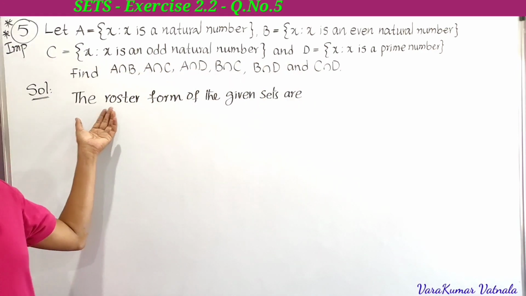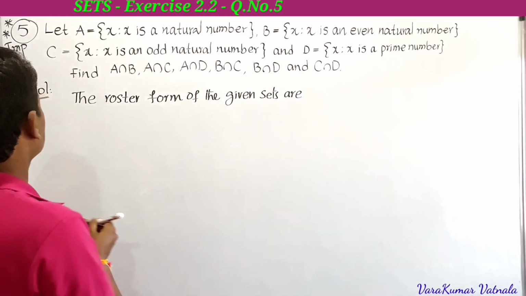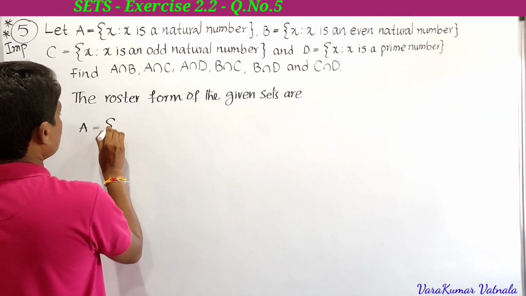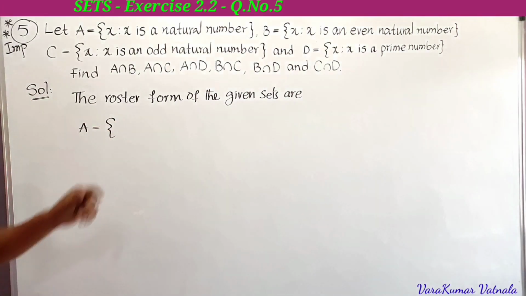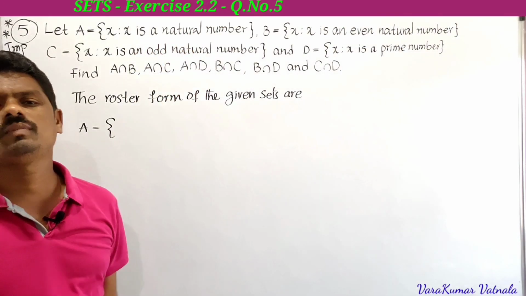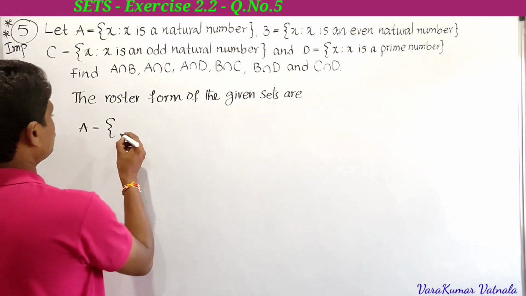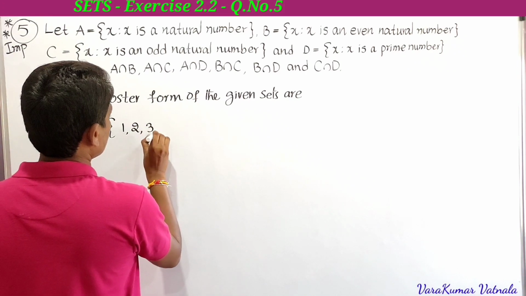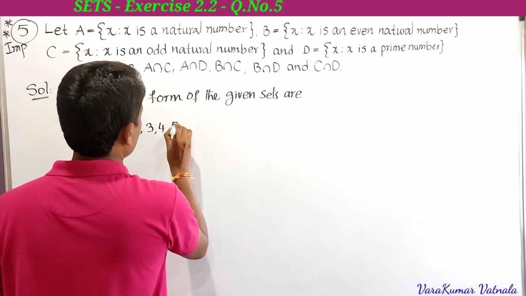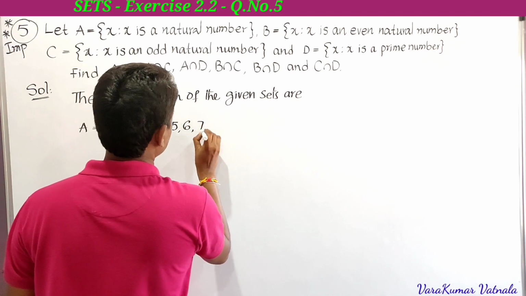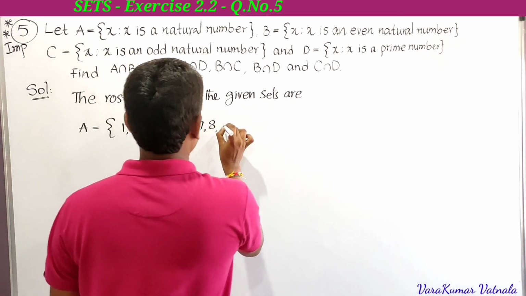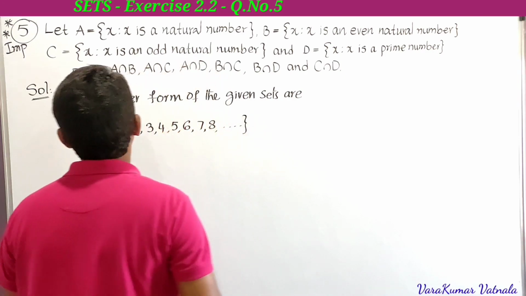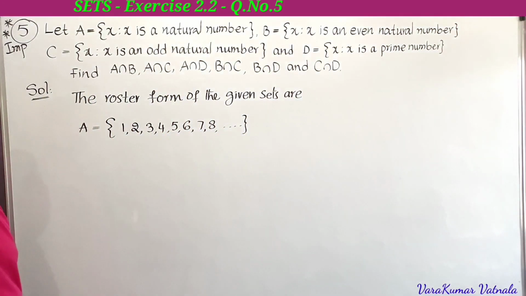First you have to write the roster form of set A. A is equal to what? x such that x is a natural number. You just have to write all the natural numbers. What are the natural numbers? 1, 2, 3, 4, 5, 6, 7, 8 and so on. This is the roster form of set A.